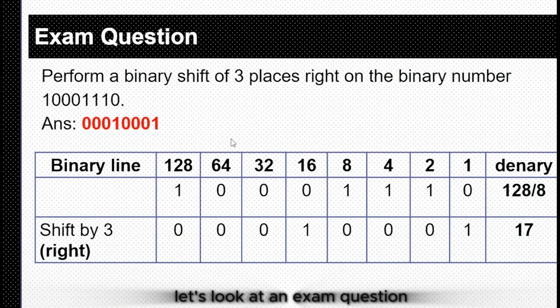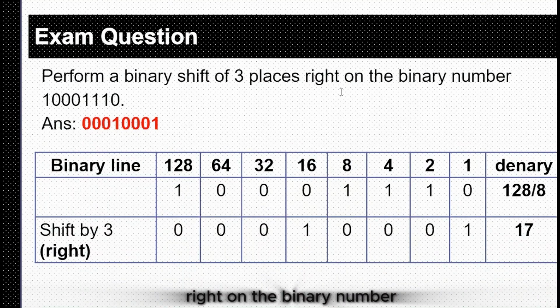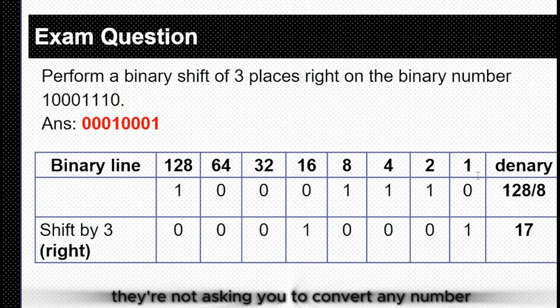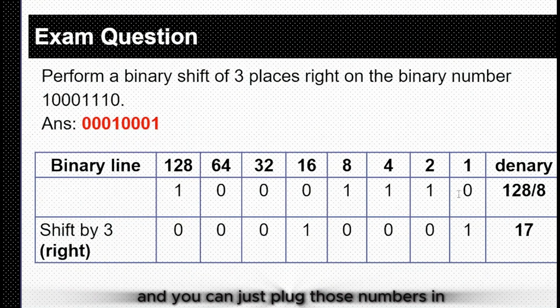So let's look at an exam question. It says, perform a binary shift of 3 places right on the binary number. And this is actually only 2 marks. So if it's only 2 marks, they're not asking you to convert any number. They are just asking you to plug these numbers in, which you can draw a table like this because it makes your life really easy to check your answers. And you can just plug those numbers in.